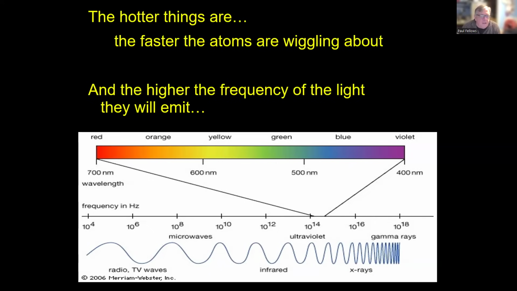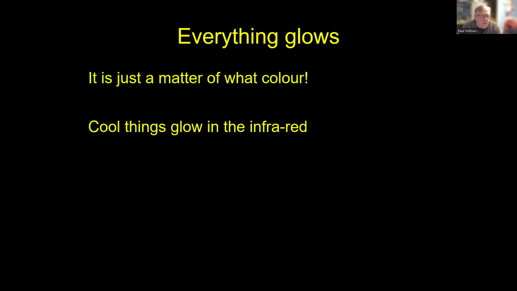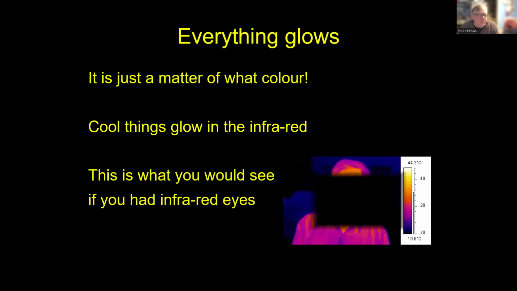But everything in the universe has a temperature, and everything, therefore, emits a certain amount of radiation and glows. So if we look at things, it's just a matter of what color they are. And the cooler they are, if they're cool things, they will glow in the infrared part of the spectrum.